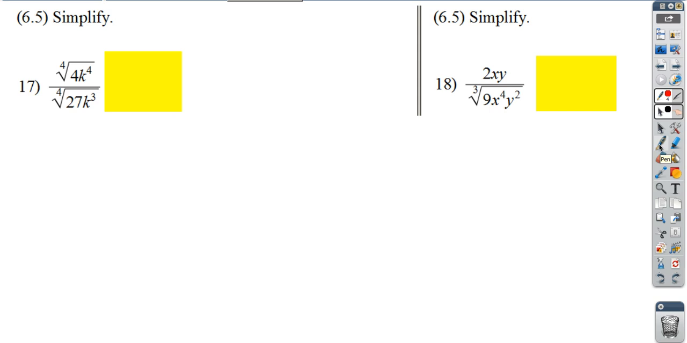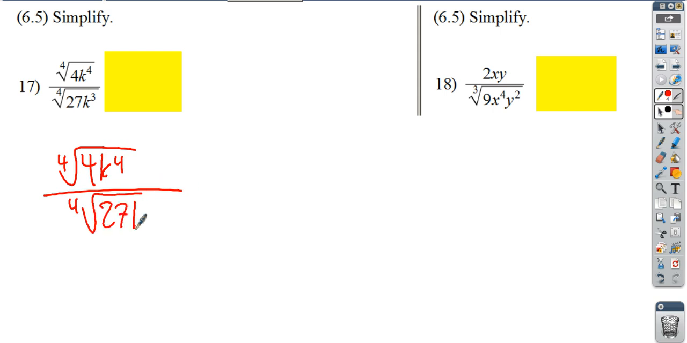Alright, this one is section 6.5. So with these, what we want to do is basically, I'm just going to rewrite this here, we want to eliminate any roots in the denominator. That is what we're not allowed to have.